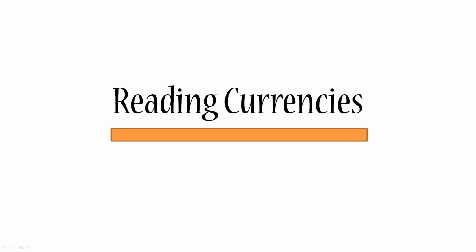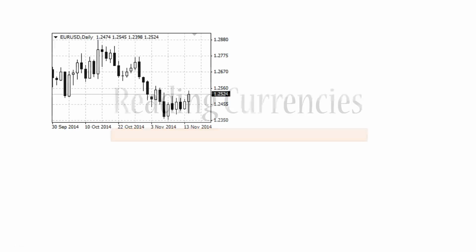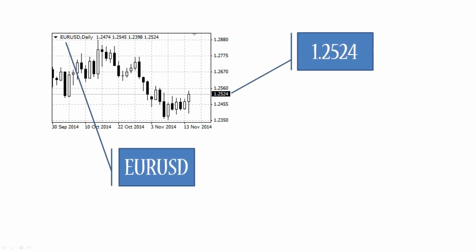In today's tutorial, we will talk about currency pairs and how to read them. So let's have a look at a chart. This is the Euro-Dollar daily chart, and you can see that the current price for the Euro-US dollar is 1.2524. So what does that mean, and how do we understand that?